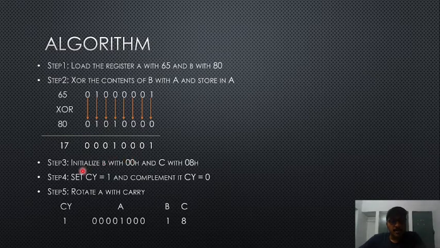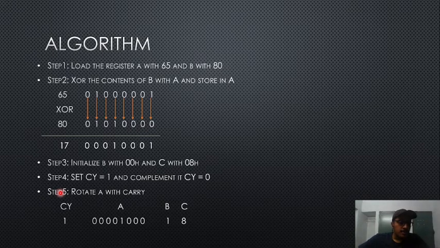For that, we will start an algorithm by initializing register B with 0, which acts as our counter variable for counting the number of ones in this output, and register C with 8 for traversing through all the bits of the XOR output. In step 4, we set the carry flag to 0 by setting it to 1 initially and then complementing it, so that it doesn't create any errors. And then we will perform the rotating operation.